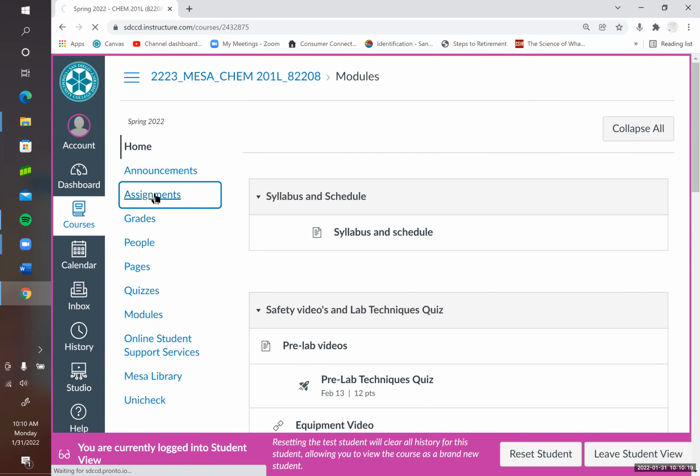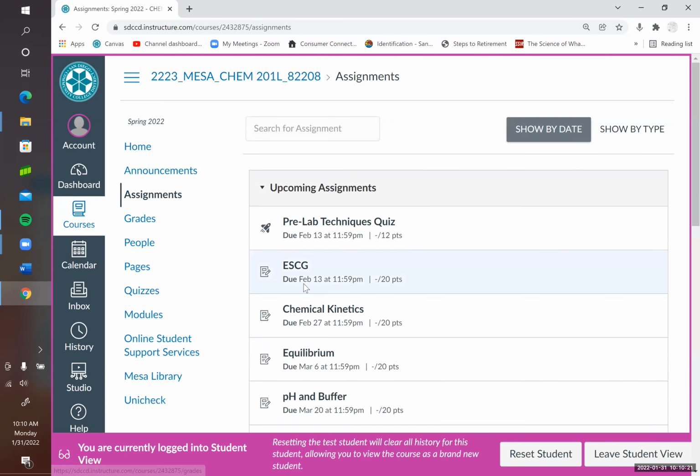So if I click on the assignments tab, this has all your assignments that are upcoming: the pre-lab techniques quiz that we just talked about, and the electronic spreadsheet and computer graphing. That's your first lab. That's the one that's due in a couple weeks. And we should take a look at that right now, just to get you guys started. Then we'll talk more about this on Wednesday and go through any of your questions.